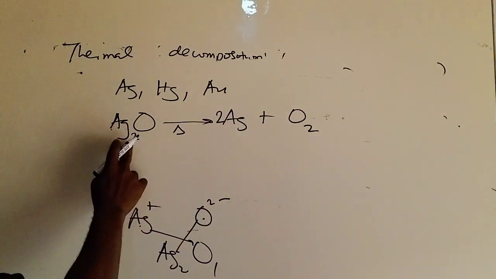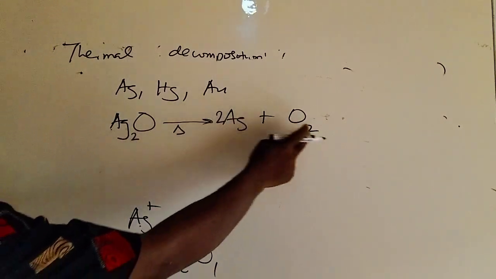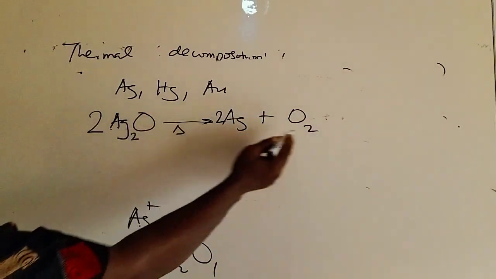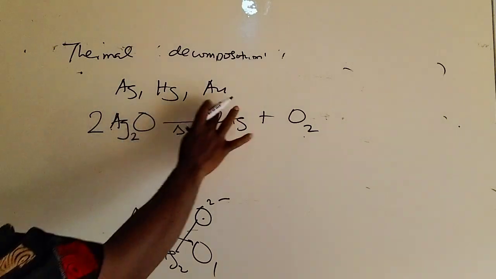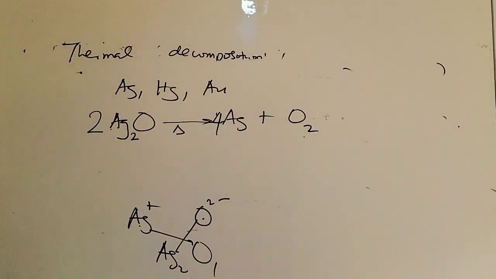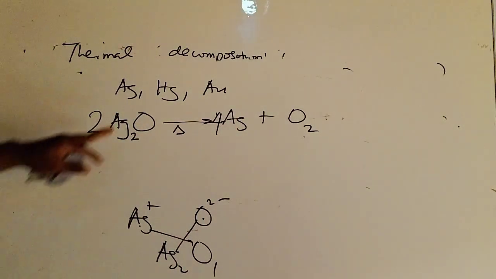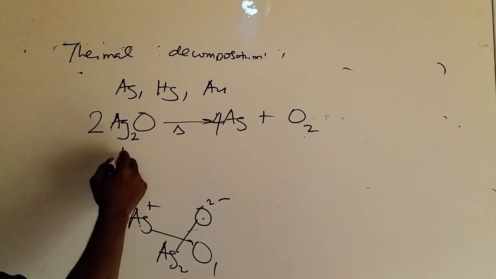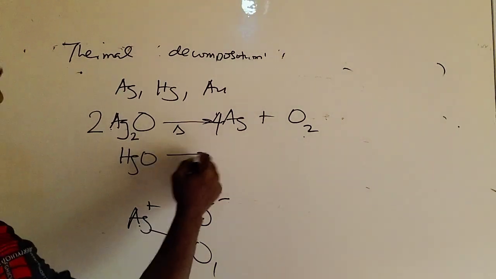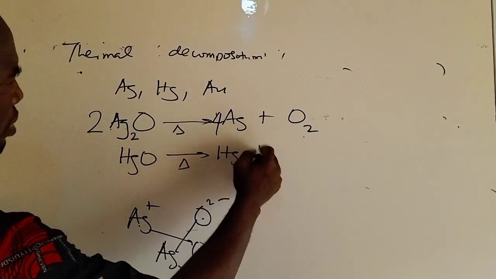Okay, balance: oxygen is 2 here. How to put 2 here? To make oxygen 2, silver now becomes 4. So you can see that. So when you heat oxides of these metals, they decompose to give you the metal and release oxygen.